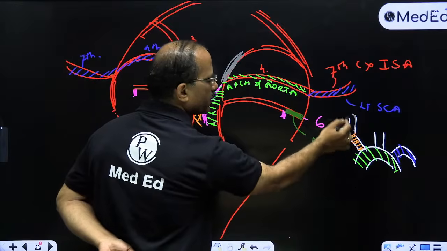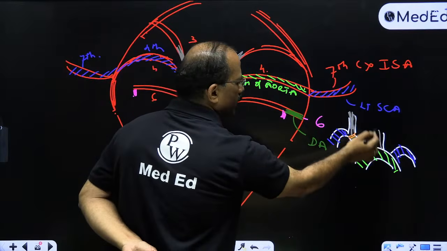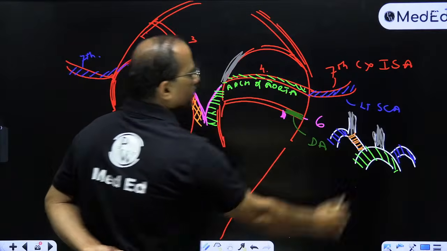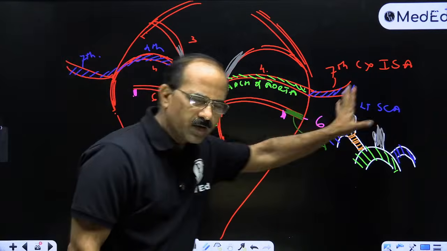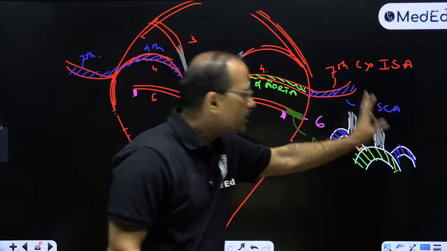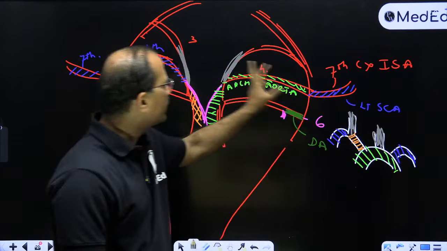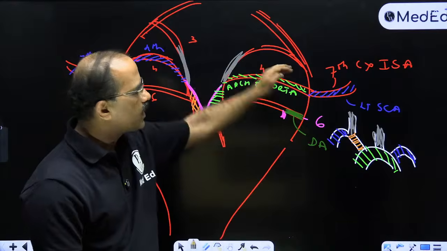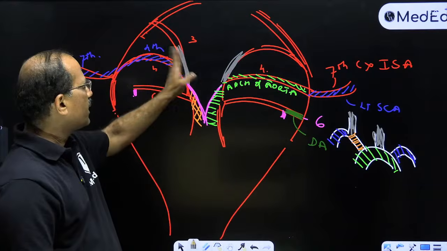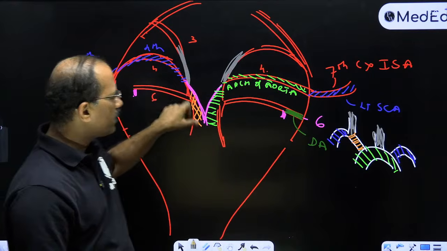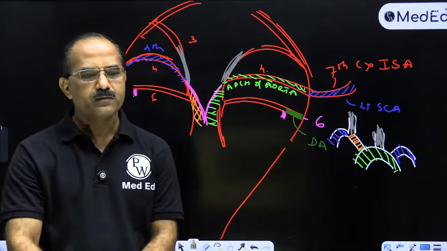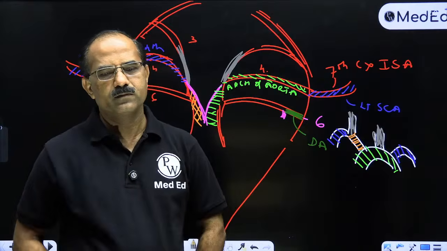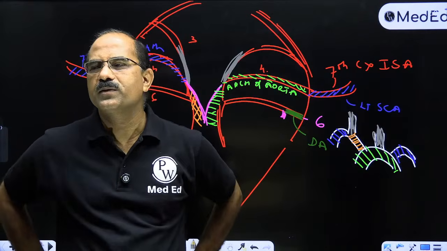The common carotids. The third arch artery is going to form the common carotids, and that is why on the left side, the common carotids and the subclavian arise from arch of aorta. On the right side, the common carotid and subclavian arise from the brachiocephalic trunk. Fine है?